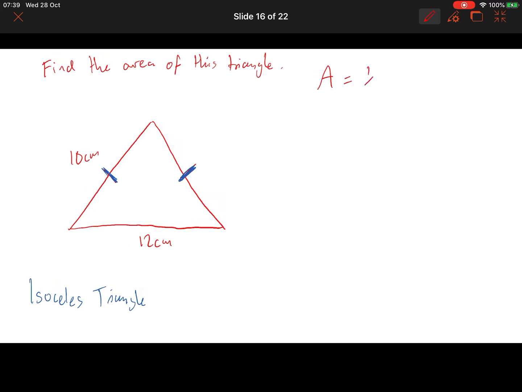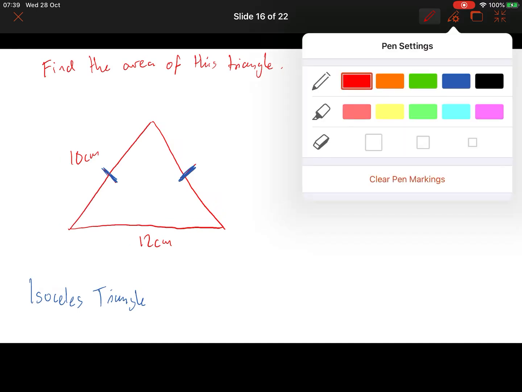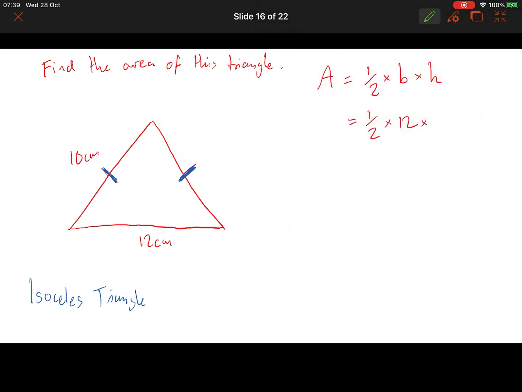How do I find the area of a triangle? Area is equal to a half times the base times the height. The half we know, that's obvious. The base is 12. But what's the height? We're not actually told the height here. Remember, that 10 is not the height. That's what we call the slant height. This is the height.